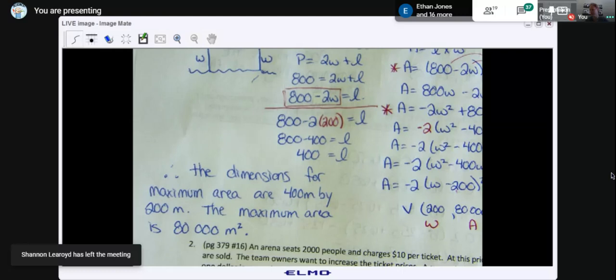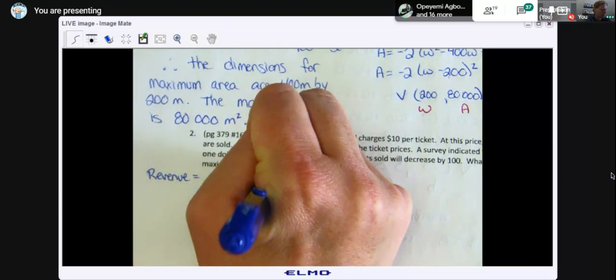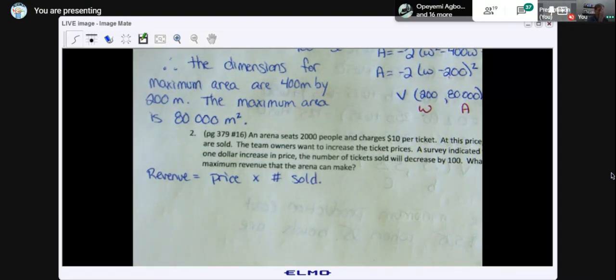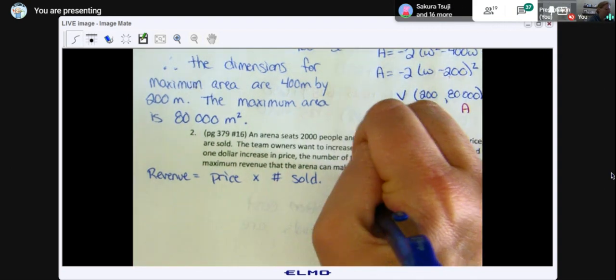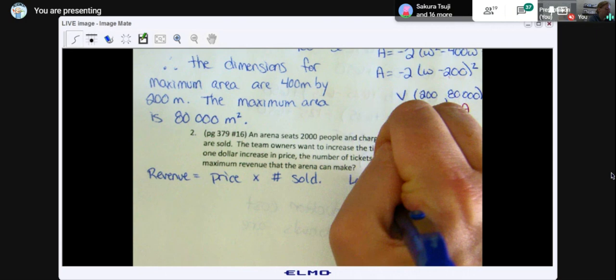So we know right now they're making, so revenue is equal to price times the number sold. And I'm going to let X represent the number of price changes. X is not tickets sold, it's the number of price changes. So my revenue are, the original price is $10, and we're going to increase it by $1 each time. So that's plus X. However many increases, it's plus 1X.